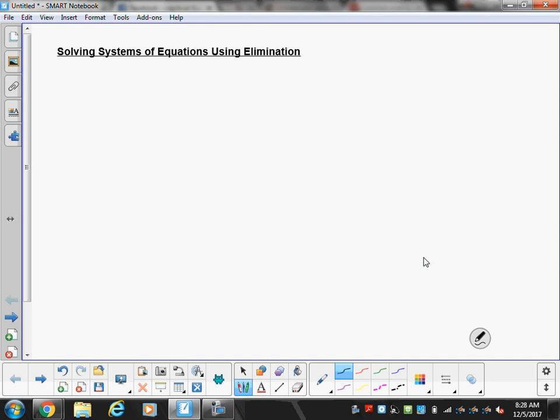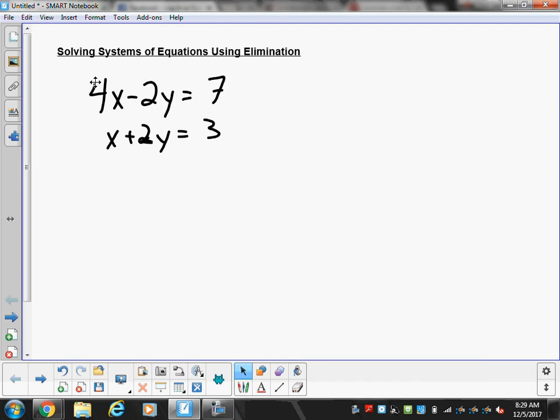So if we start out with this system, 4x minus 2y equals 7, and x plus 2y equals 3. If we look at those two equations, what do we notice that is similar? One, they both have an x and they both have a y. But if we look at the y coefficients, one of them is -2 and one of them is +2. So what happens if we combine those two together is we get a 0y, which eliminates the y.